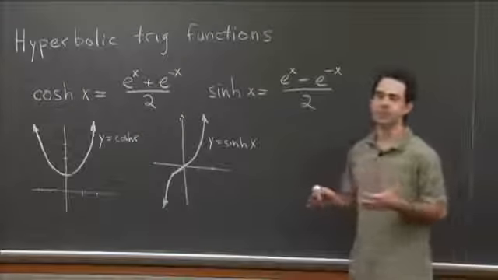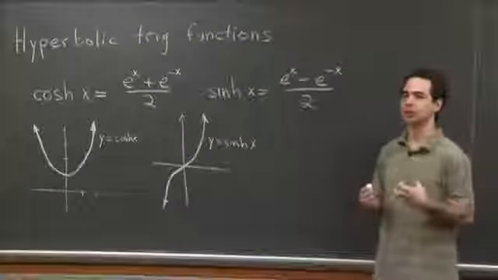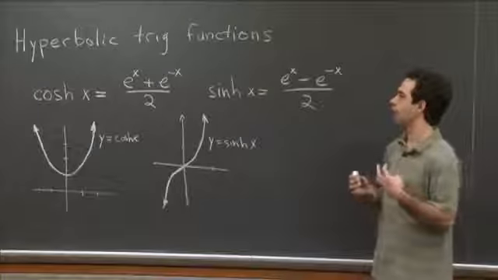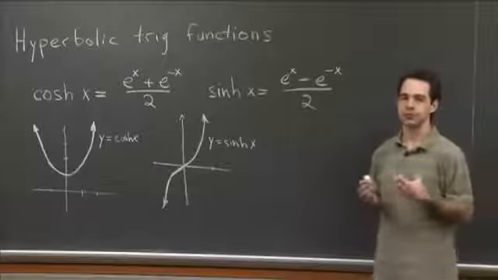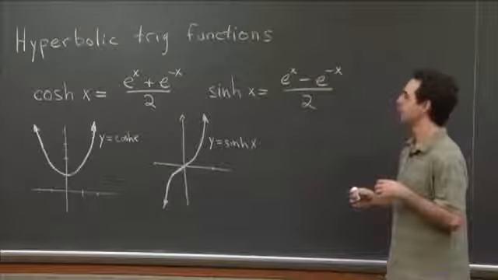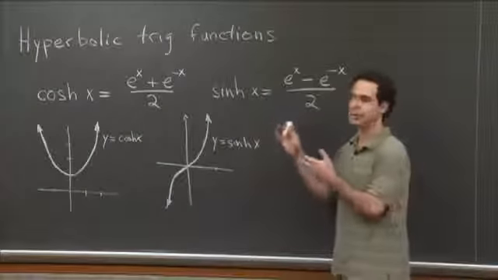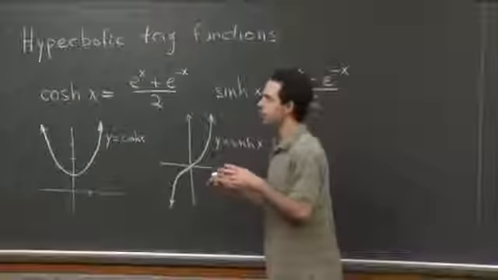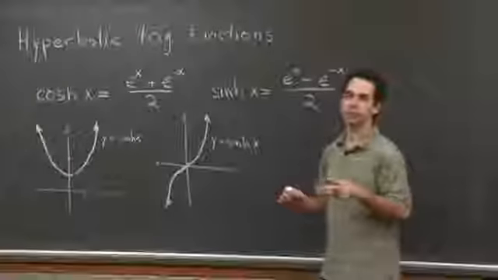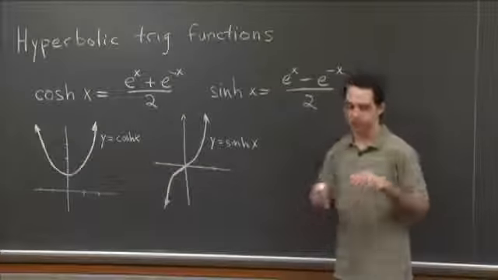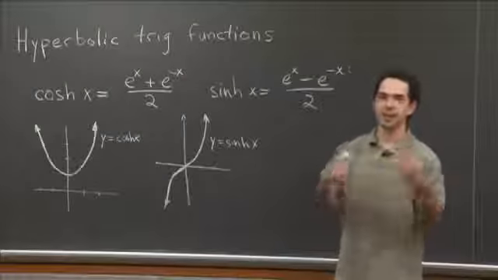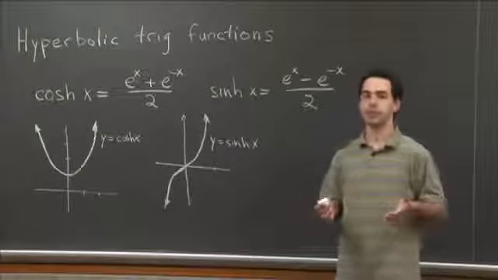So these are some interesting functions. They aren't quite as important as your usual circular trig functions, but let me introduce them and jump in with their definitions. There are two most important ones. Just like for regular trigonometric functions, there's the sine and the cosine, and then you can write the other four trigonometric functions in terms of them.